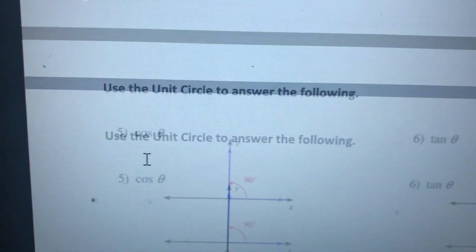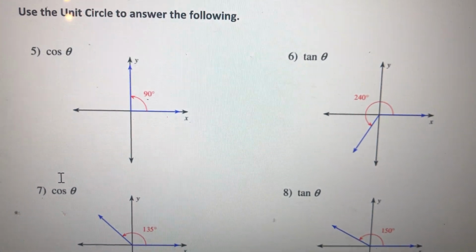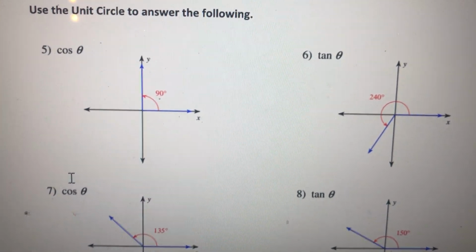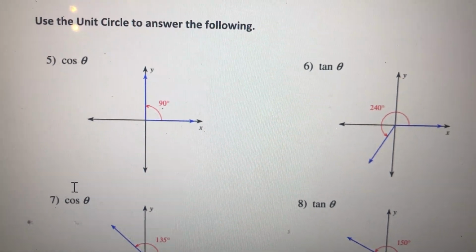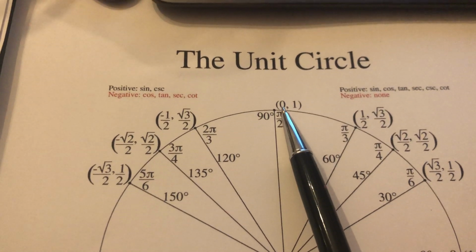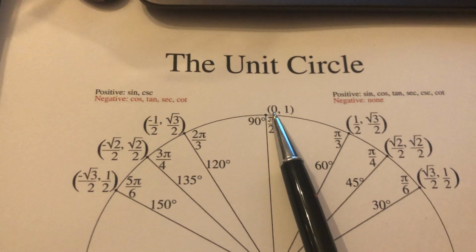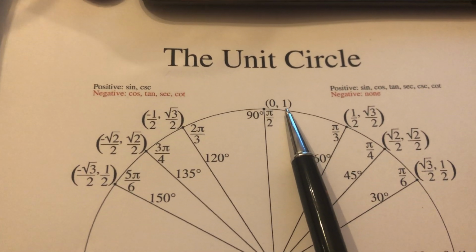What else do we got on here? This is pretty much the same thing, except this time they're just showing you the diagram of the degrees. So what is the cosine at 90 degrees? Let's look at my unit circle. When I'm at 90 degrees, my cosine is my x, so the cosine at 90 degrees is 0. What is my sine of 90 degrees? 1.